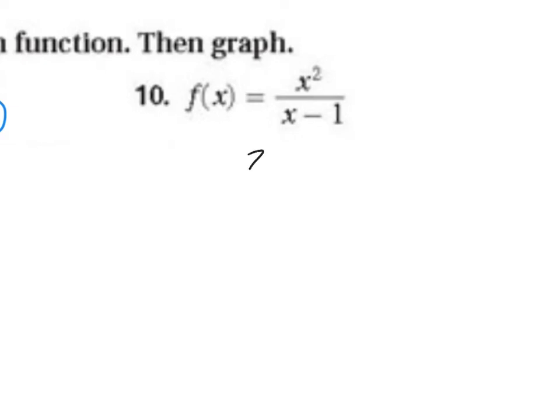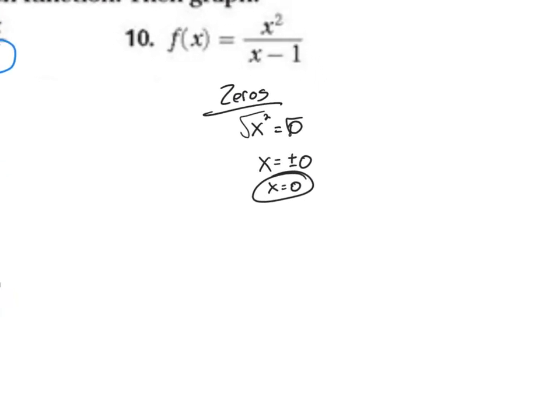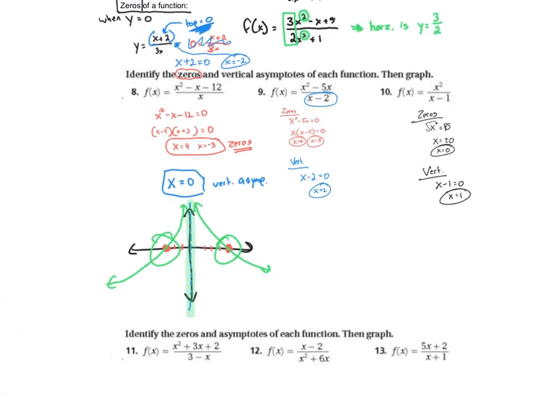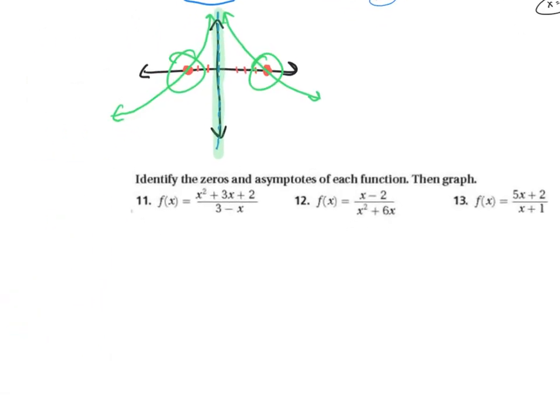All right, zeros, here we go, quickly. It's going to be when x squared equals 0. I'm going to square root this side, I'm going to square root this side. x is equal to positive or negative 0. We know there's no such thing. There's only one zero. It's 0. Where's the vertical asymptote? It's when the bottom equals 0. Looks like when x equals 1. Okay, there we go. All right, identify zeros and asymptotes of each question.